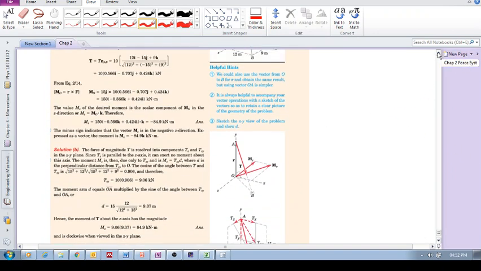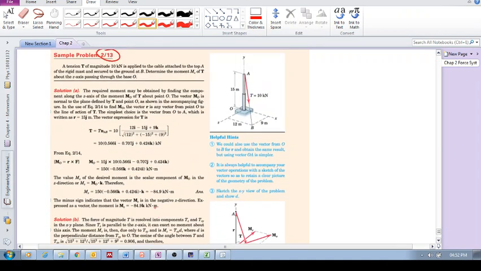Then I'm going to briefly comment on solutions B and C, and then you can go into that in more detail. We want to first calculate the moment of this force about point O. We can choose that point O. That's the first step, and then we can get the moment about the z axis.